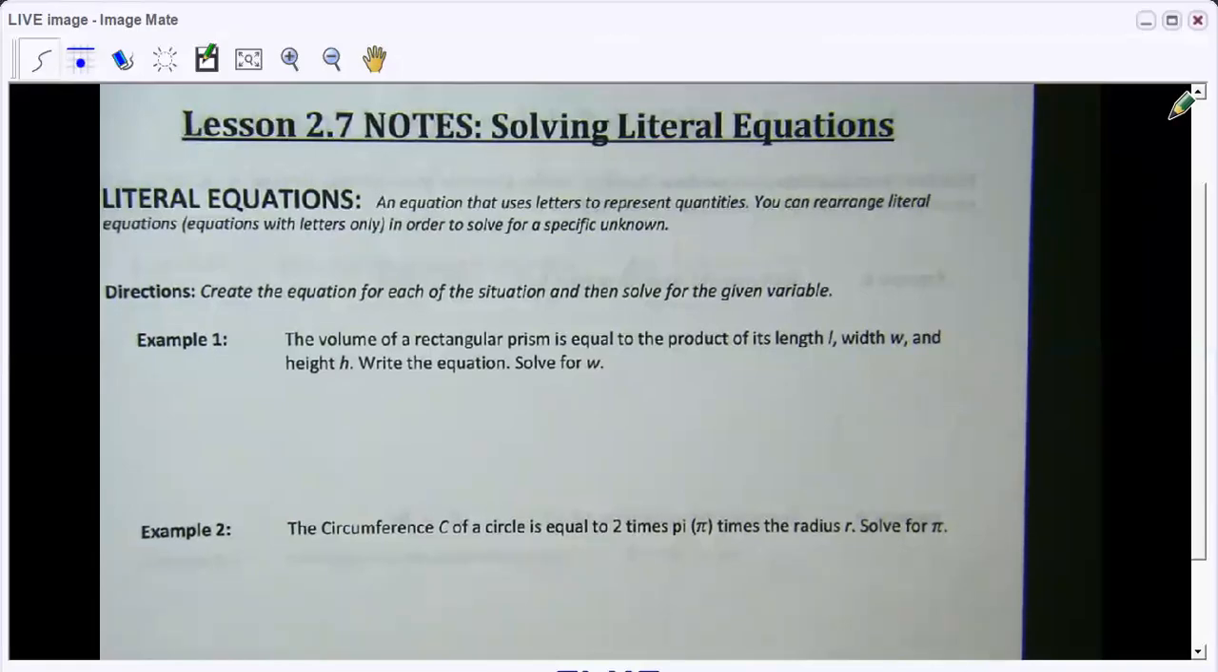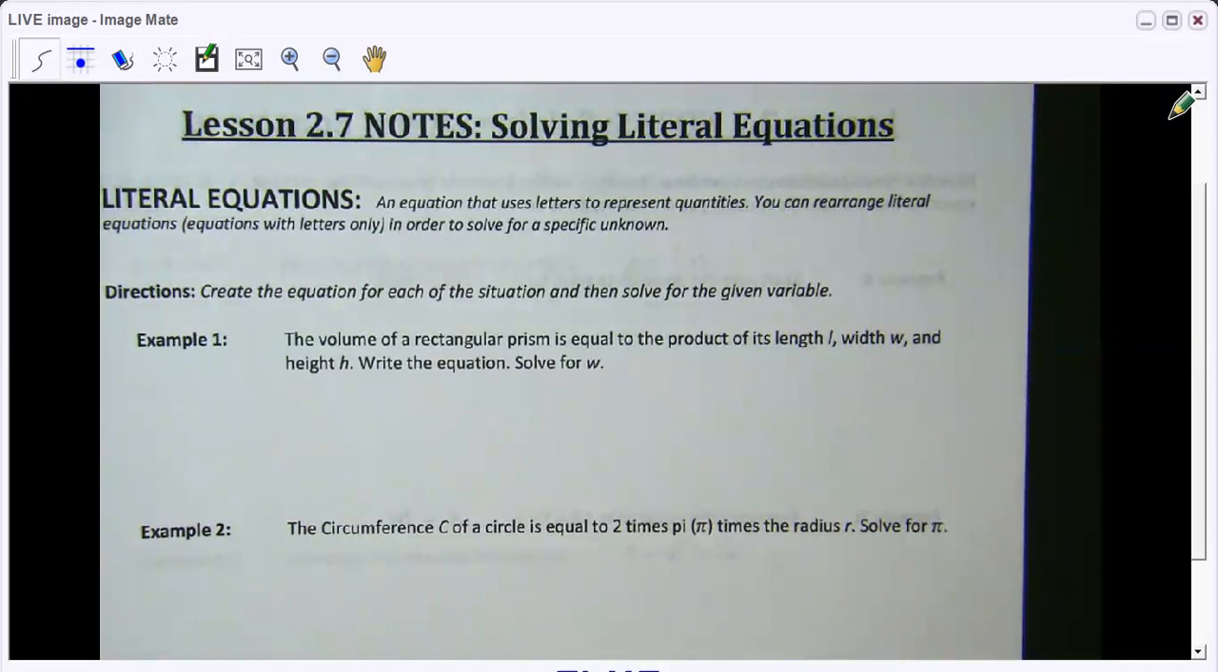Okay, so we're going to be learning about solving literal equations, lesson 2.7, face this way. And then we have one more lesson and a test. By the time you take your chapter 2 test, the quarter will be over. So literal equations, what in the world are those?